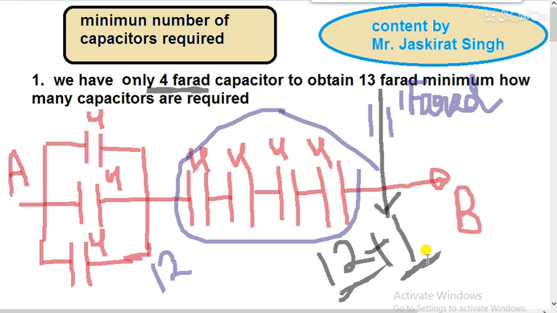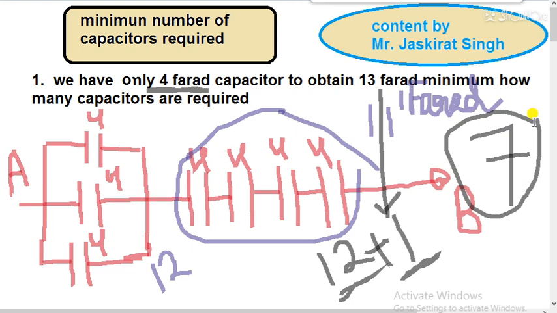Other combinations will also make 13 farad, but there are some other ways also. This is the easiest way, I think. I will make one more combination here, which will also make 13 farad, but the number of capacitors in that case will be more than this. In this case, the minimum is 4 plus 3, that is 7 capacitors required here.